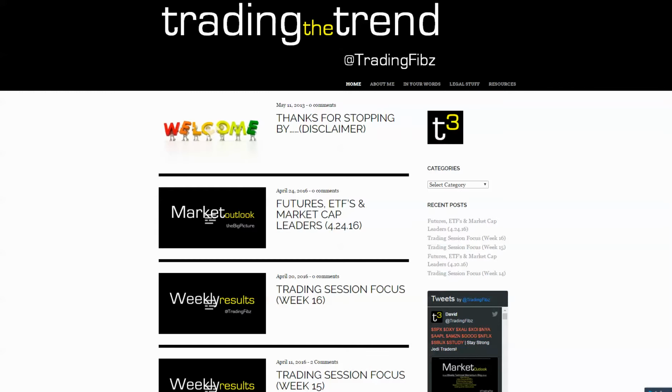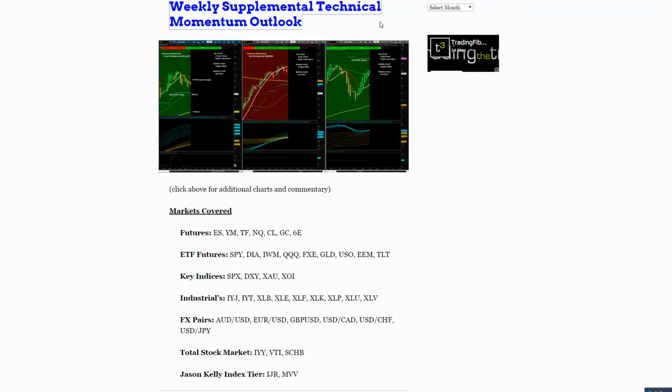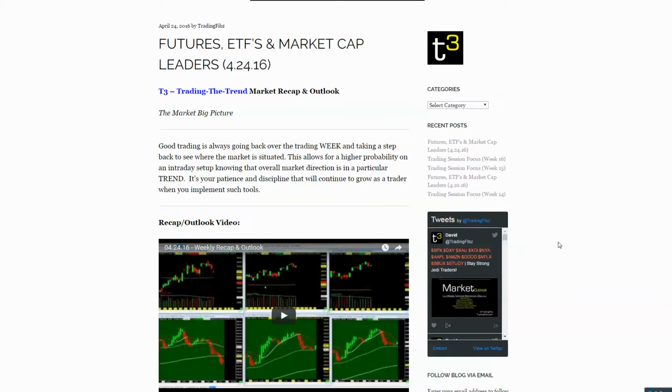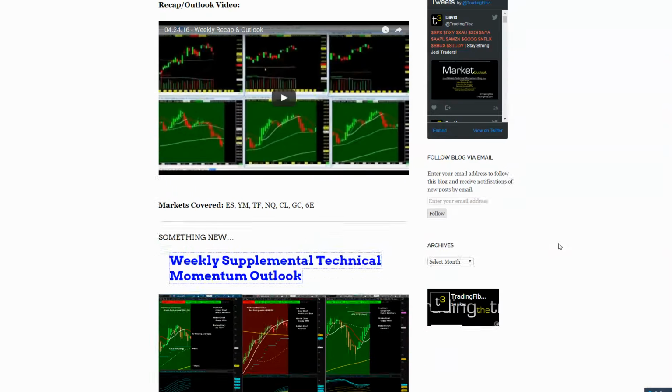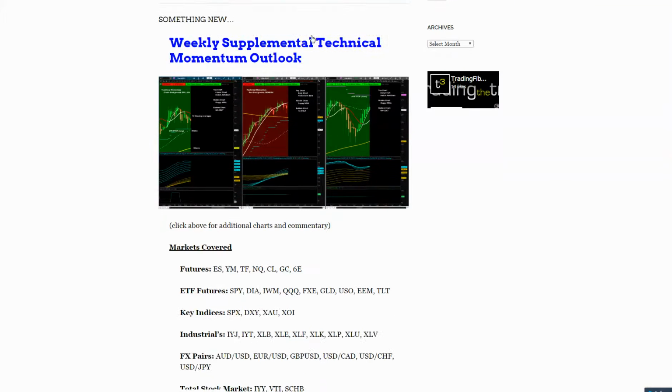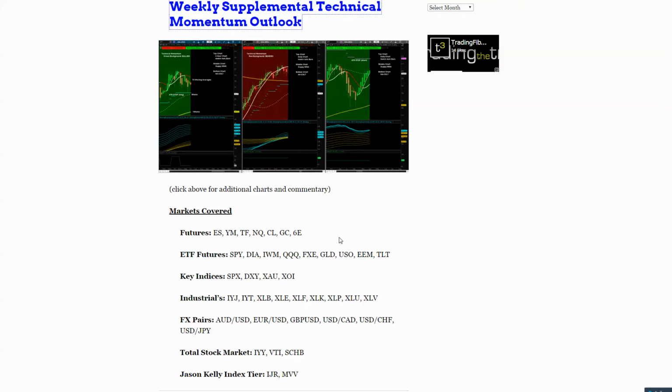All right, TradingFibs.com website. You can see each week posting the trading session focus for the week. We are looking at the futures, ETF, and market cap leaders. When you click on that page and scroll not too far from the top, you see the weekly supplemental chart together with the markets covered, from the futures all the way down to the total stock market indices and big picture.